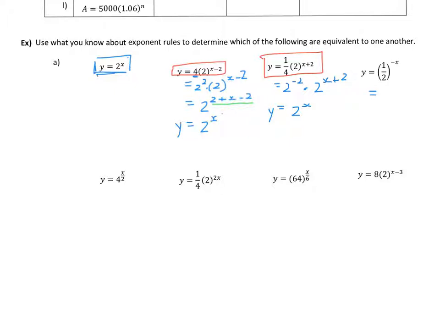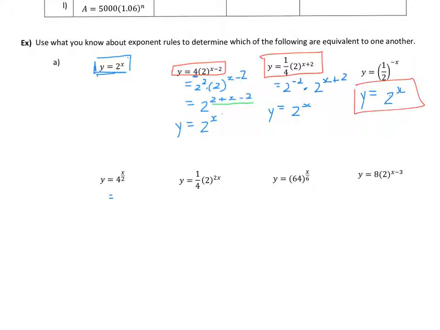All right, 1/2 to the negative x, I'm going to apply the negative exponent rule, take the reciprocal of the base, make the exponent positive, and voila, we have another winner. Winner, winner, chicken dinner. Anybody hungry? Let's see what we've got for the next one.